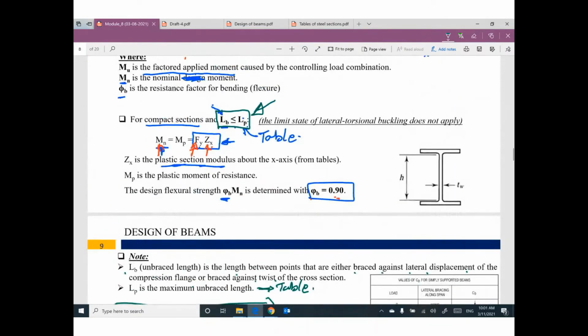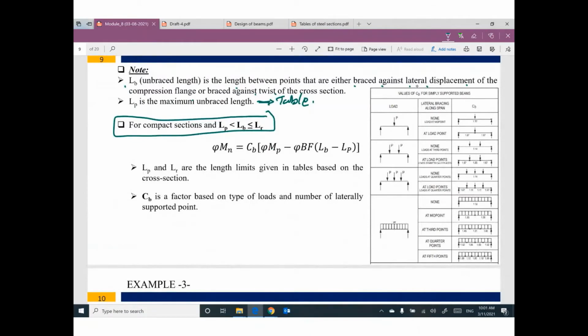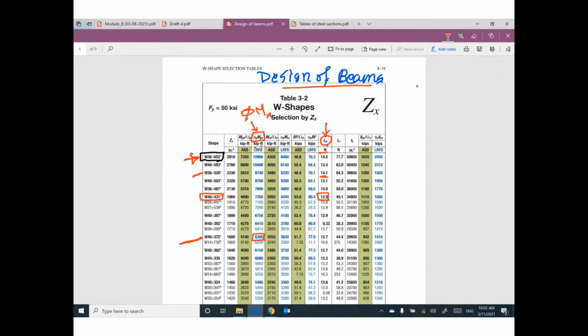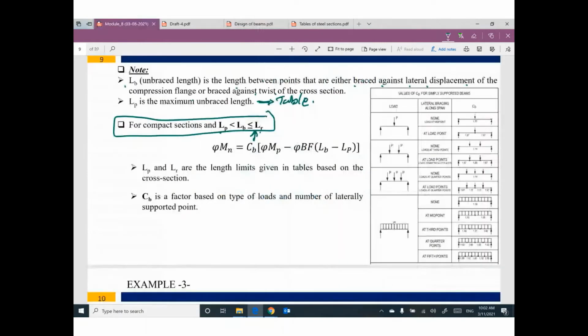If this condition does not happen, Lb smaller than or equal to Lp, we have another condition: Lb greater than Lp but smaller than Lr. What is the value of Lr? Please go back to the same table. As you have a value for Lp, we have another value for Lr. So any cross section has two values, one for Lp and one for Lr. If the unsupported length is in between, your design bending moment equals this equation according to AISC.